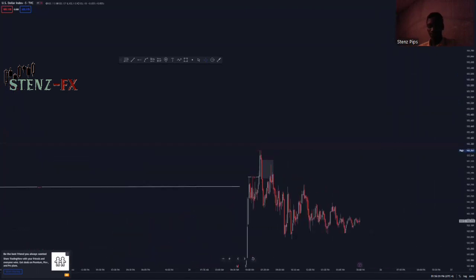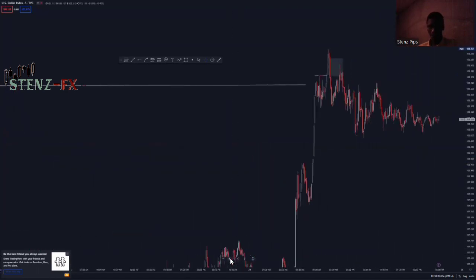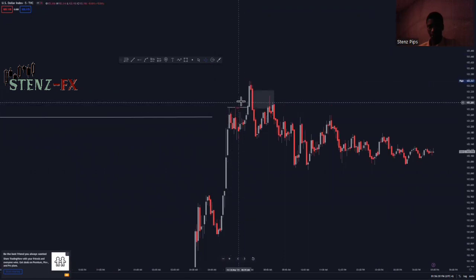So you see, it took out this equal high there. Then immediately displacement downward, which broke structure. You can see the structure. If I go down to 3 minutes to see it, I created a fair value gap. Immediately I draw the fair value gap and mark what it did.